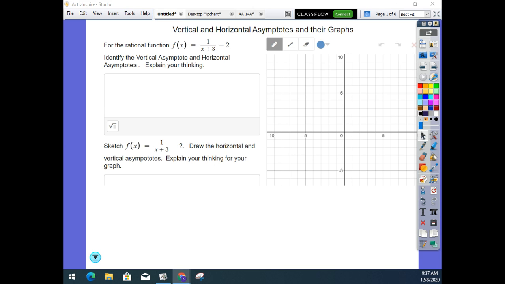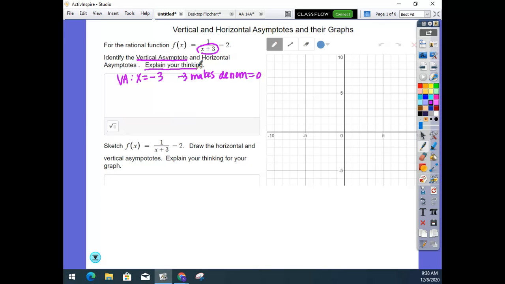All right, so the first couple should be pretty straightforward. You guys should all remember how to do these. Where do we find the vertical asymptote? In the denominator. So my vertical asymptote is x equals -3 because -3 makes the denominator equal 0. That's how we find it.